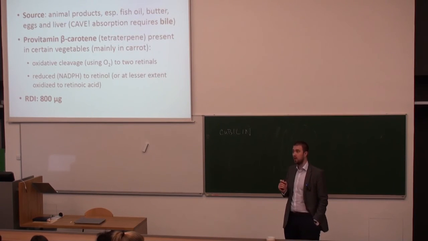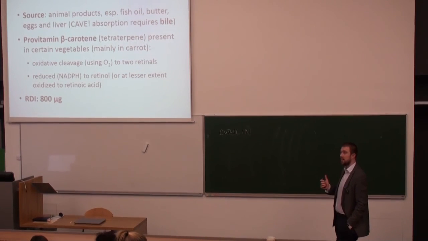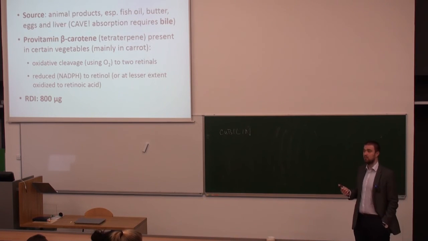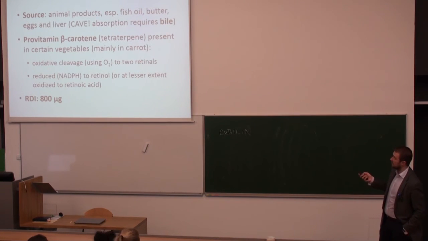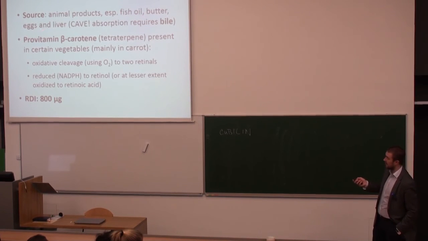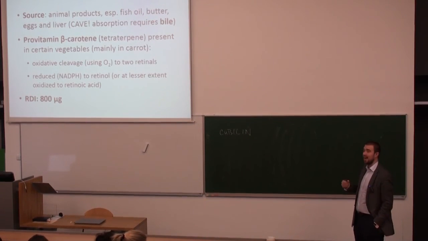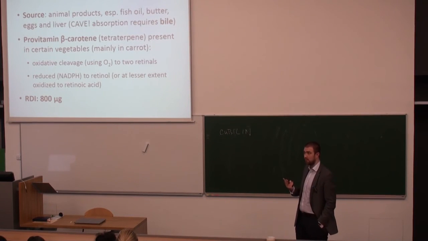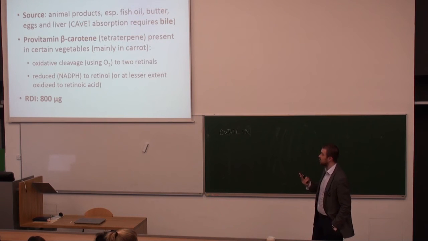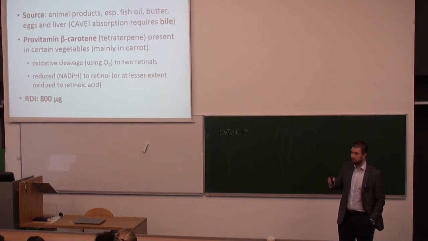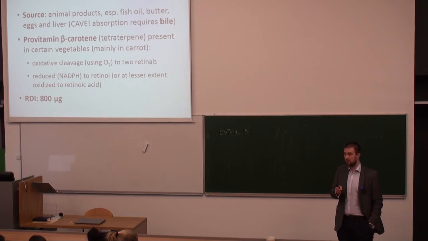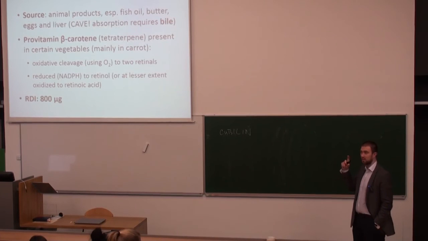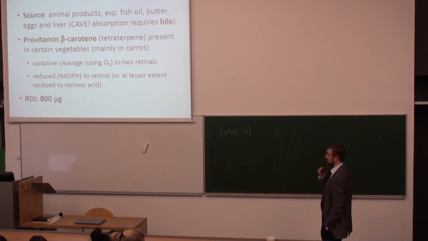Where can you find it? You can find it first in the form of vitamin A, in animal products. Typically, you can read about fish oil, the egg, the liver, and the butter. Or you can find it as the provitamin, beta-carotene, in plant products, typically in vegetables. And I think that all of you know the orange carrot is rich in beta-carotene.